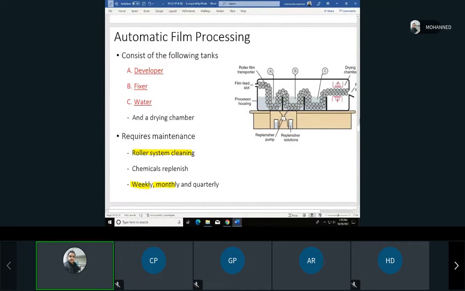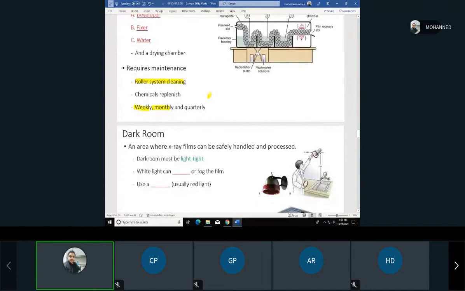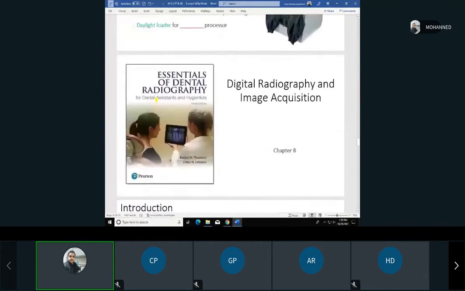Then it has to have a specific filtering compartment before the water and the excess fixer and developer go into the sewer. So we have to have an actual filter that will filter out any excess material. So again, there's a lot of things going on with that.